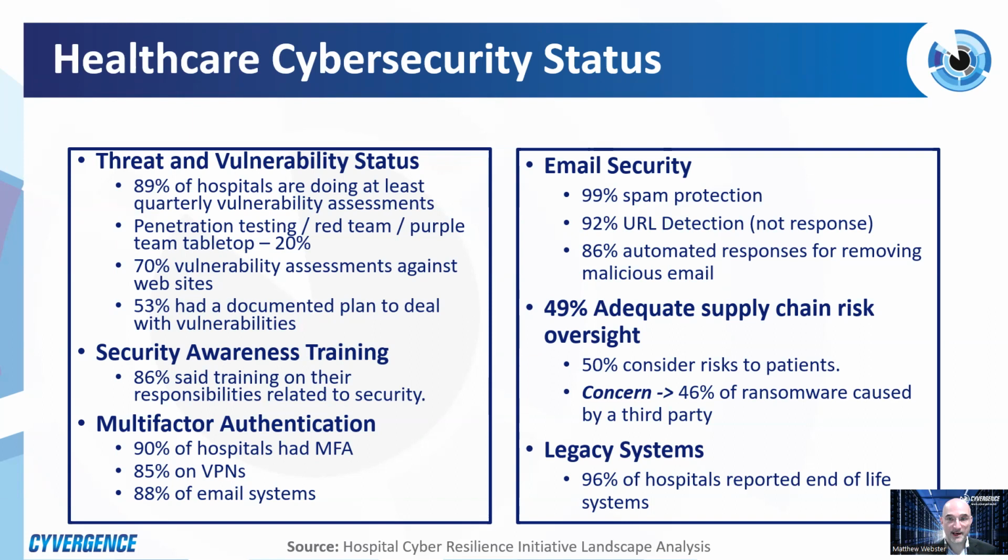If we go over to the right-hand side, we can see that 99% of organizations had some sort of spam protection. And given that a lot of attacks come in through spam, this is very heartening to see. 92% had URL detection. So URL detection is very interesting. Some of them would have response, some didn't.